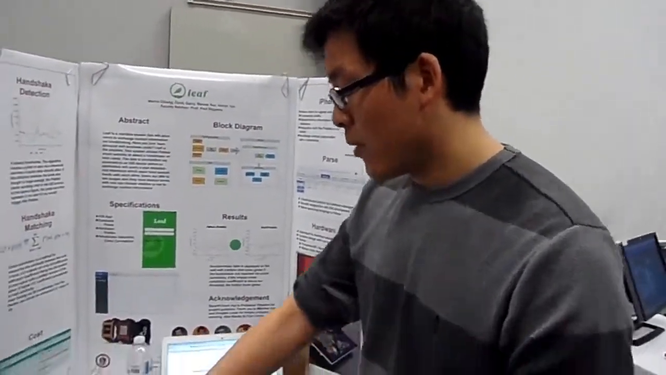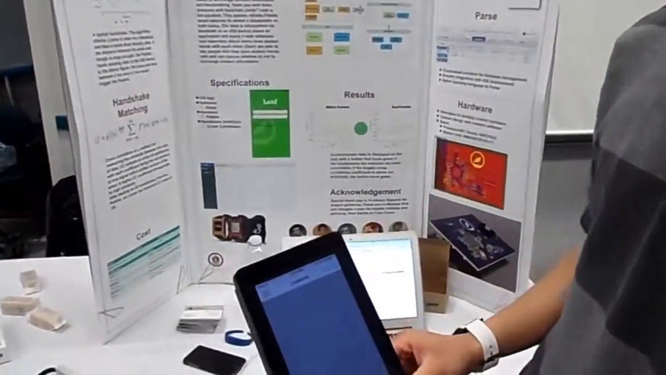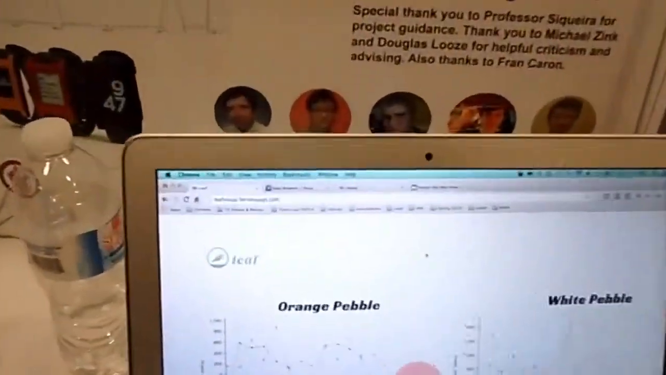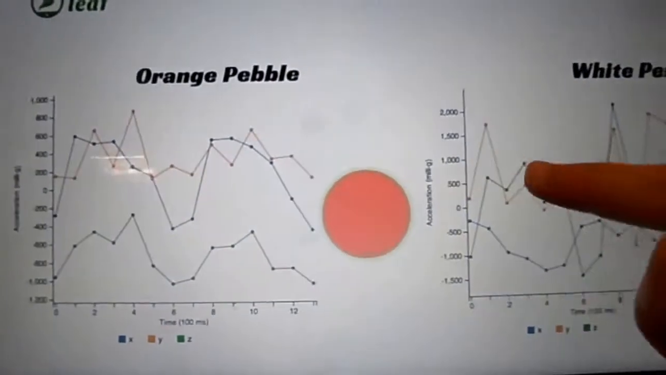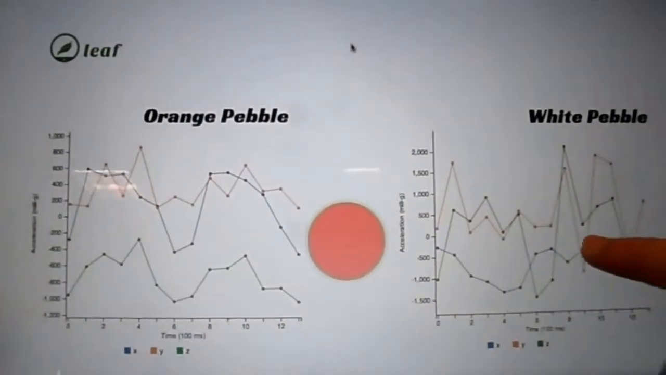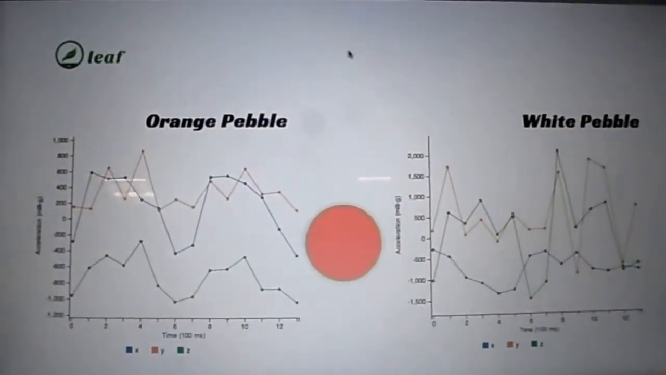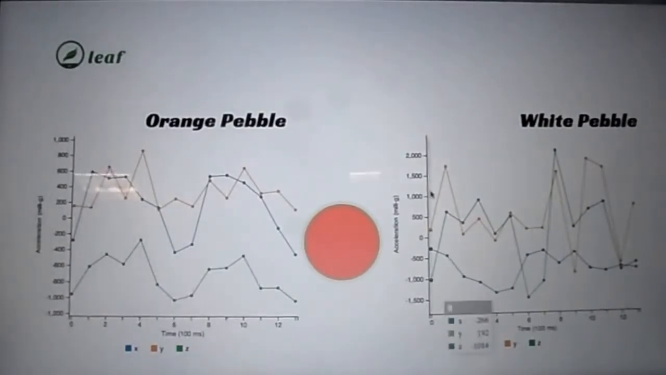We created an app for the Pebble. We also created a mobile application for iOS, an app for the iPad and iPhone. We will also have a website that shows you the raw accelerometer data, that shows you the different peaks in the waves from the accelerometer that basically shows whether or not a handshake was a match.